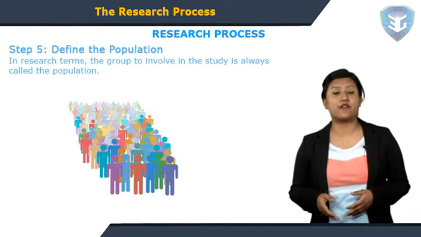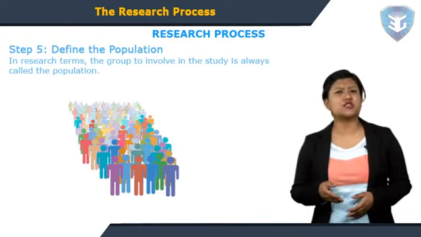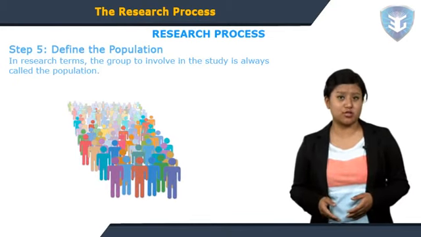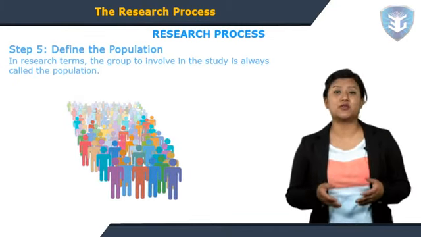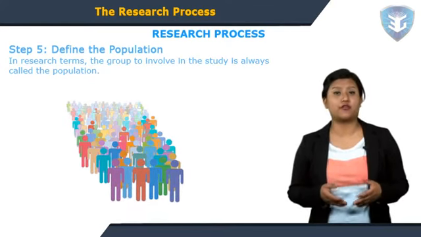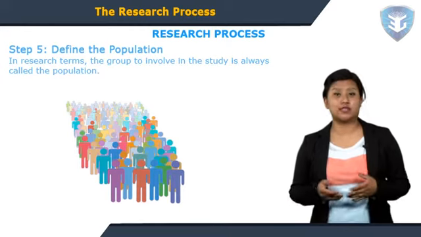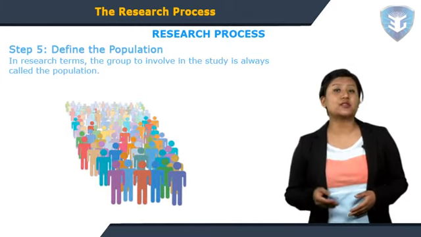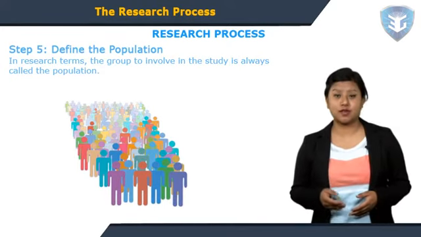Step 5 is to define the population. In research terms, the group to involve in the study is always called the population. Defining the population assists the researcher in several ways. First, it narrows the scope of the study from a very large population to one that is manageable. Second, the population identifies the group that the researcher's efforts will be focused on within the study.